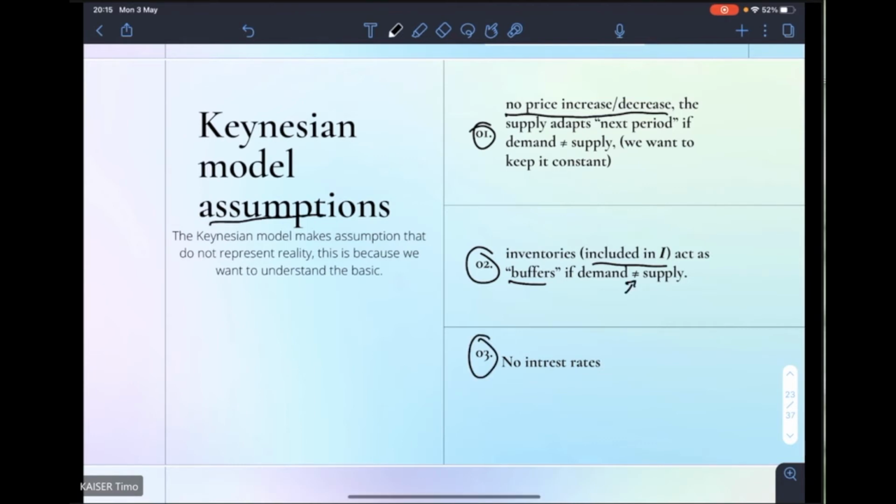And the third and very big assumption, that we will lose however in the next model, but not in our midterm, is that we don't have any interest rates. However, in the next model, the IS-LM, we will have interest rates. However, now we don't. These are just the 3 assumptions. Keep them in mind. Some theory.